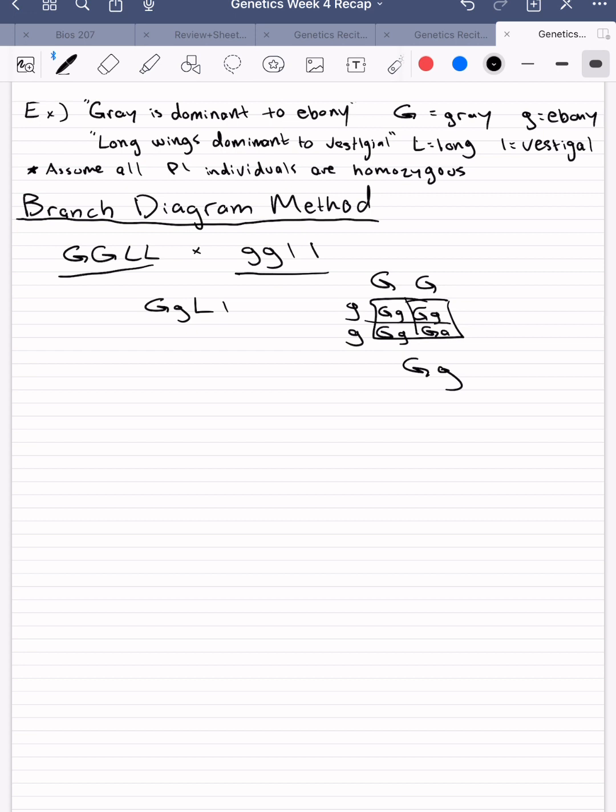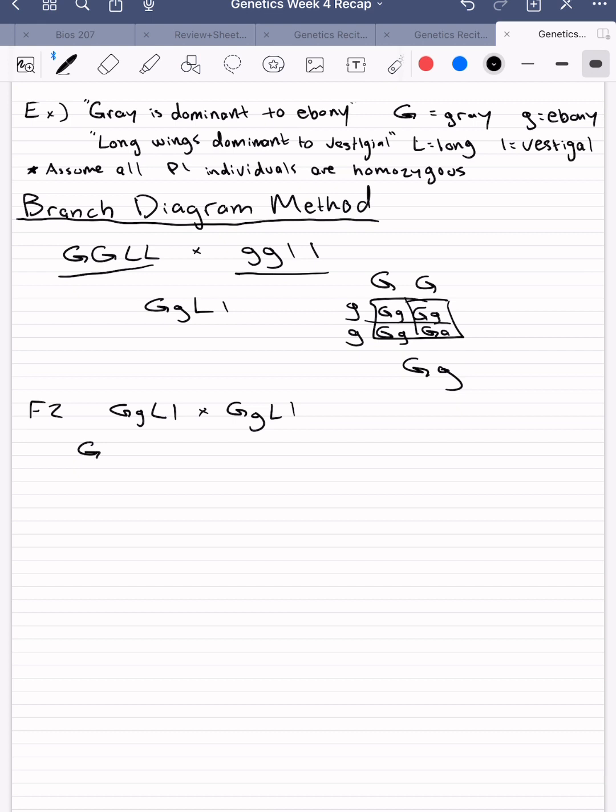So let's say we crossed the F2 progeny. So the F2 is all heterozygous at both loci. So we would have a big G, a little g, a big L, and a little l crossed with a big G, a little g, a big L, and a little l. Now, we would perform the same Punnett square for each of the genes.